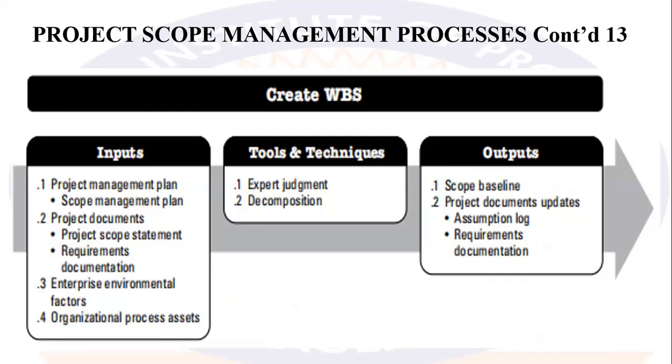Now, for the inputs, we have the project management plan, where we have the scope management plan, and the project documents, where we have the project scope statement and the requirements documentation. Then we have the enterprise environmental factors and organizational process assets. On the tools and techniques, we have expert judgment, and then we have decomposition. On the outputs, we have the scope baseline, and the project documents updates, where we have the assumptions log, and then we have the requirements documentation. Right.